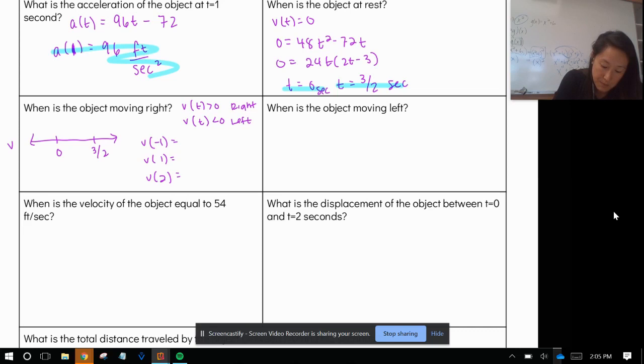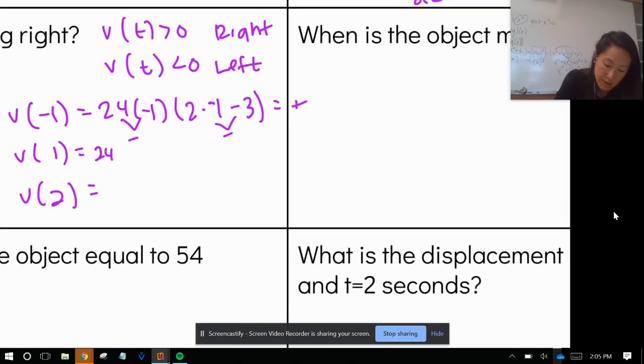For v of negative 1, I get 24 times negative 1 times 2 times negative 1 minus 3, which is a negative. So a negative times a negative gives me a positive. All right, v of 1 is 24 times 1 times 2 times 1 minus 3. So I have a positive and a negative, so I get a negative.